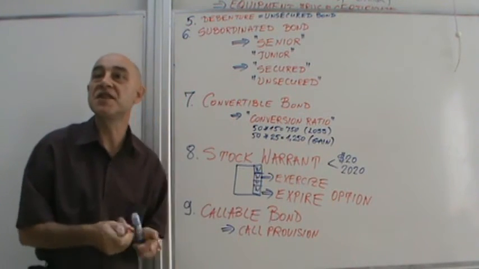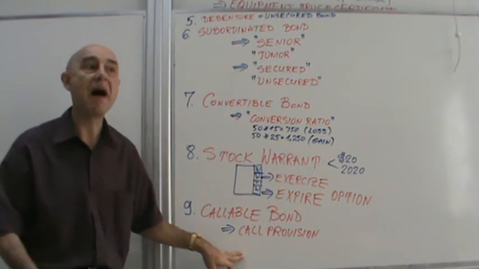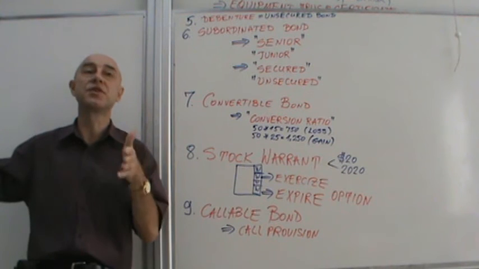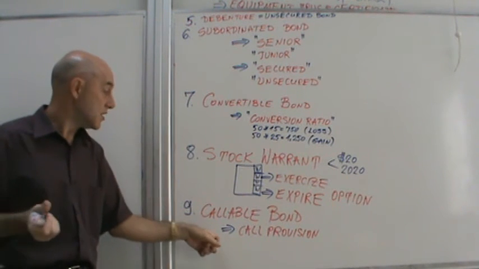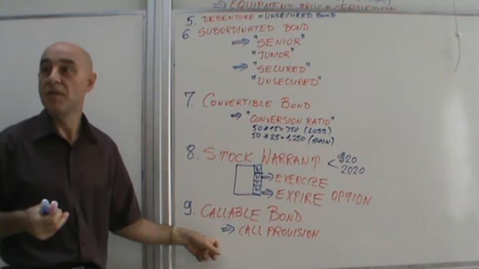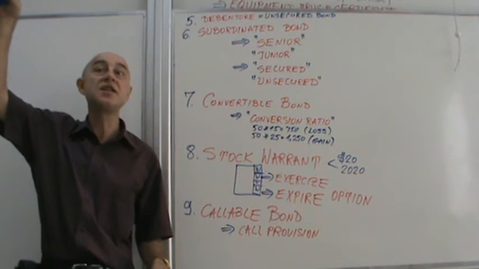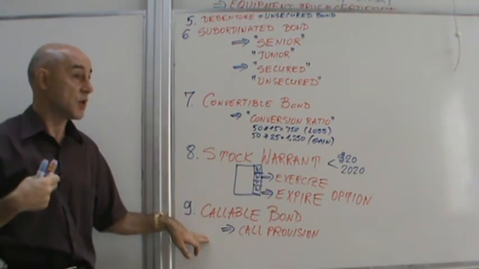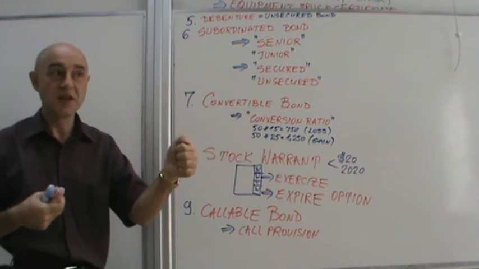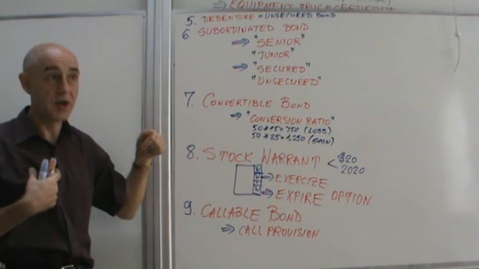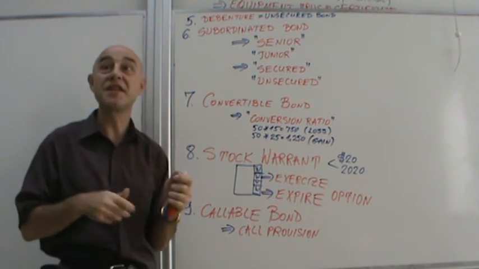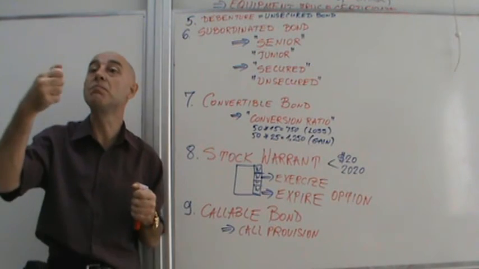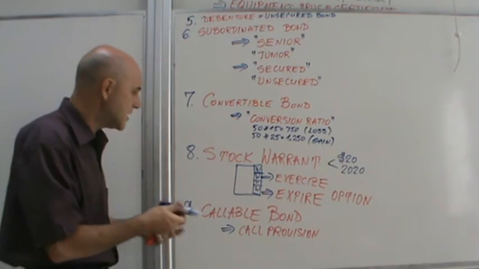A call provision means that the issuer can buy back the bond within a certain period at a particular price. So, it may be that the bond price will rise and the issuer will decide that they can buy it cheaper. A call provision will force the bondholder, whether they want or not, to give the bond back to the issuer, and the issuer will buy it at a certain price.